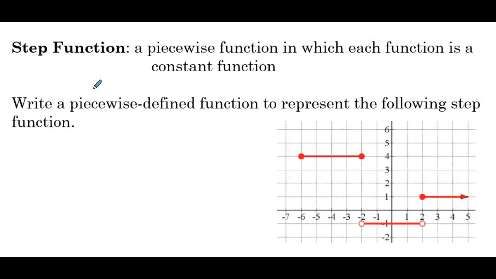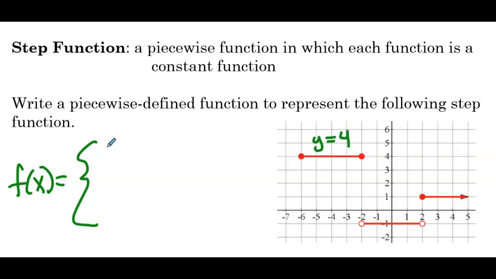So write a piecewise defined function to represent the following step function. They've given us a graph. Okay, so we'll define f of x. We need to define 3 pieces for each part of the step function. So the first piece, well, that's part of the graph of y equals 4. So the first piece is 4. On the domain, -6 is less than or equal to x, which is less than or equal to -2.